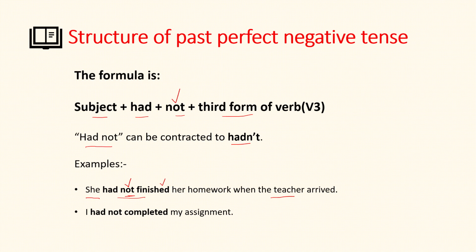I had not completed my assignment. I had not, I is the subject here, and then had, and then not is added to convert it into the past perfect negative tense, and then the completed is the third form of the verb complete, and then the rest of the sentence.